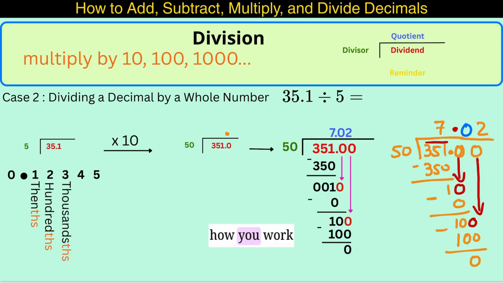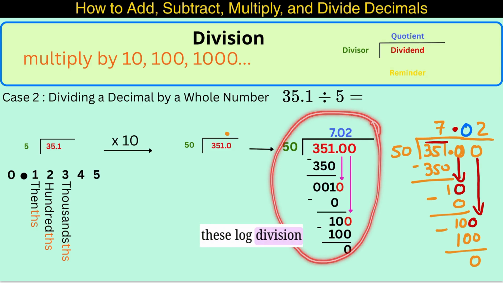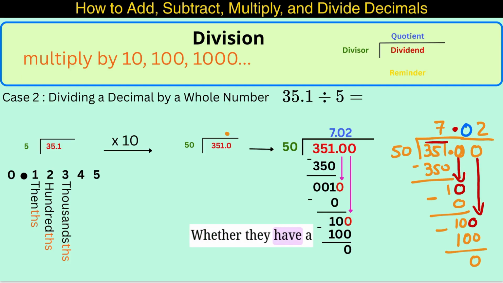And this is the way you work these long division problems, whether they have a decimal point in the dividend or in the divisor. Just remember one thing: the divisor always has to be a whole number. You need to get rid of the decimal in here. But at the same time, when you multiply, get rid of the decimal from both sides.